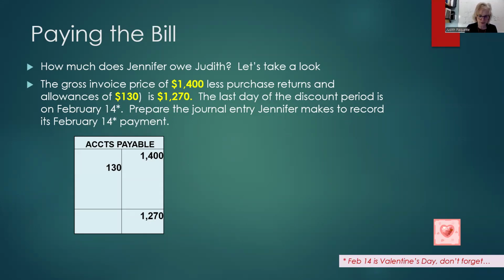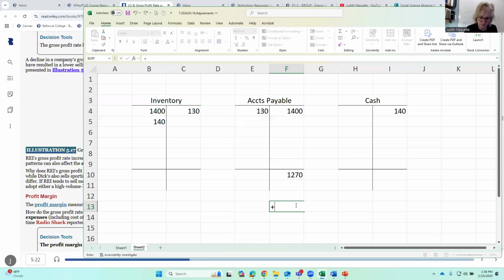So I'm just going to do it down here. 2% times 1,270 is 25.40. Please just round. If it's 50 cents or more, go up. If it's less, go down. So round that number to $25.